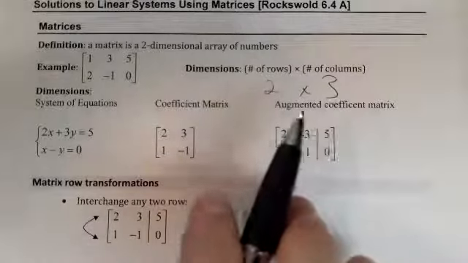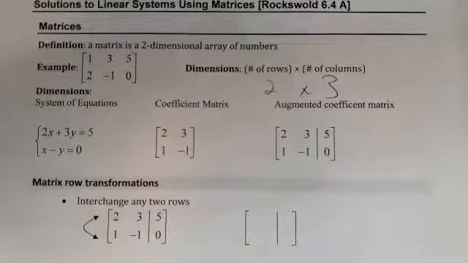And just when we talk about the dimensions of a matrix, we always go number of rows by number of columns.